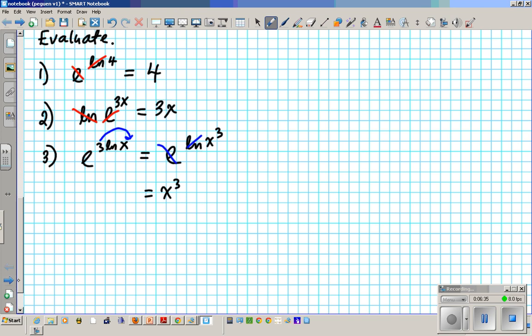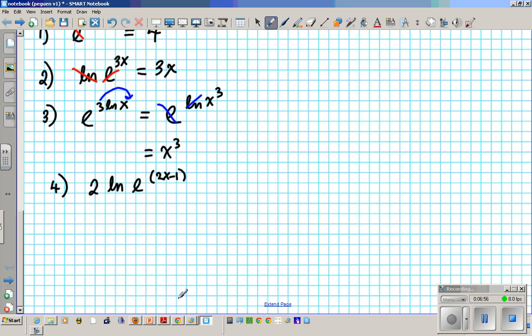Alright? Let's try another example, number 4. What is 2 times the natural log of e to the quantity 2x minus 1? There are 2 ways we can do this. We can first of all get rid of this 2, but we're going to get exactly the same answer. Since ln and e are next to each other, I can just cancel them since they're inverse operations. And then we're going to have 2 times 2x minus 1. Final answer is 4x minus 2.